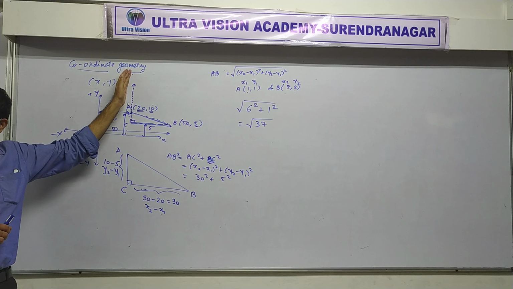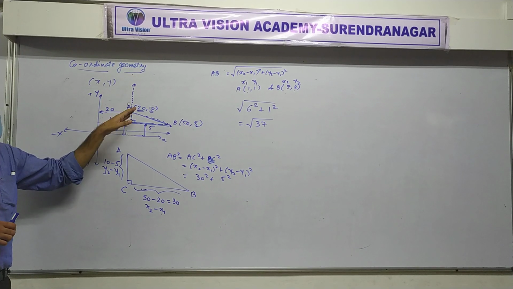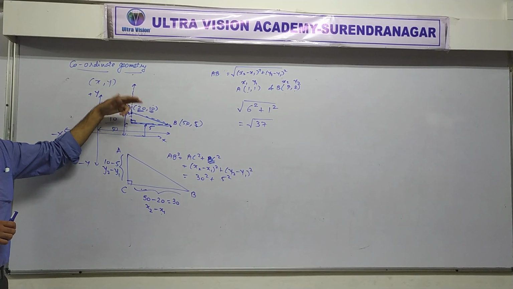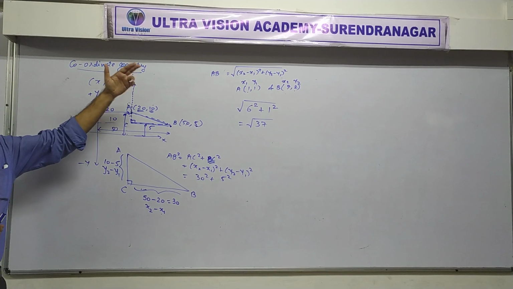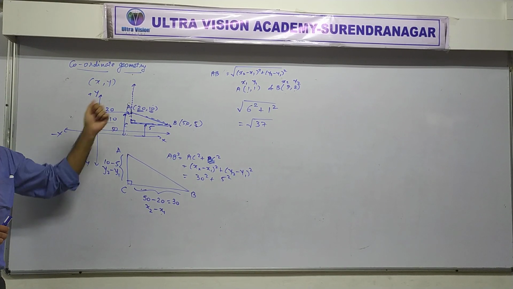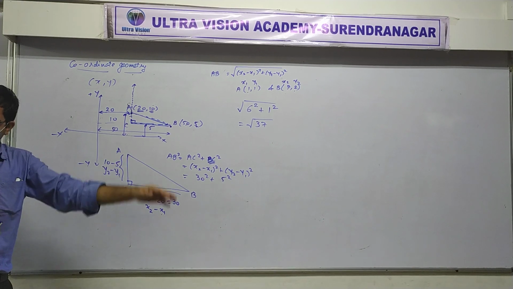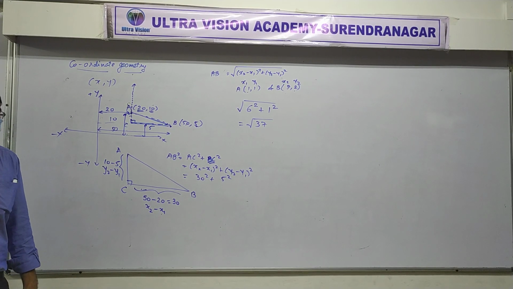Will it increase or decrease? Increase. From 10 it will become 11, 12, 13 and so on. So when you move vertically, only the Y coordinate changes. When you move horizontally, only the X coordinate changes.